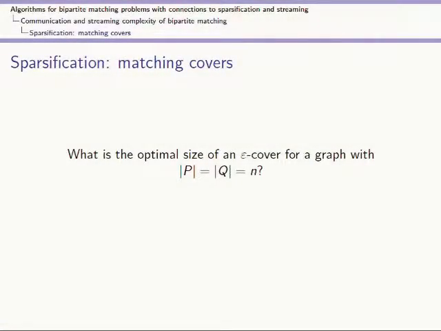So, of course, the main question that we're interested in here is what is the optimal size of an epsilon cover for a graph with n nodes on each side? So this question asks for a general trade-off. We're given n and we're given epsilon. Well, what is the optimal size of a cover?